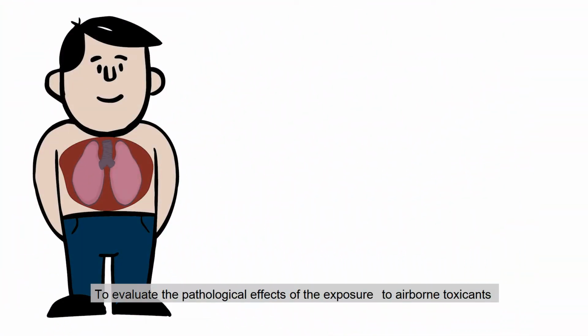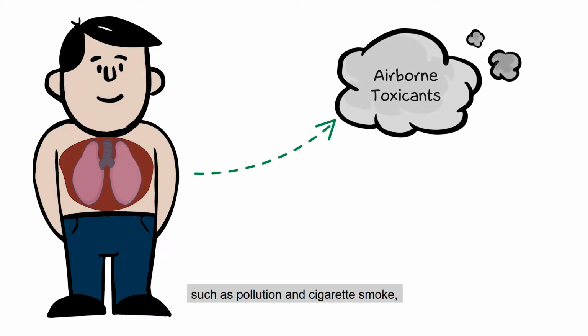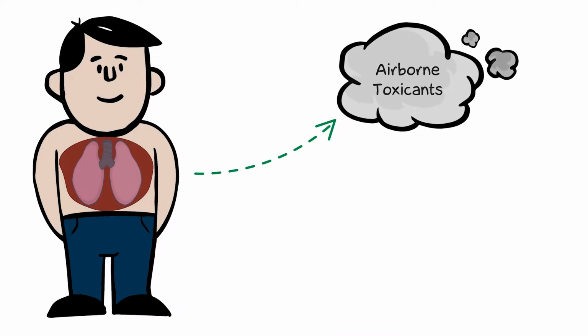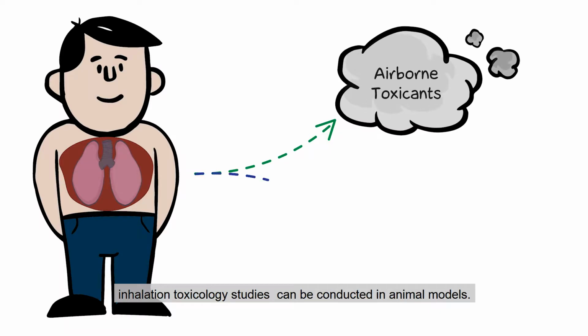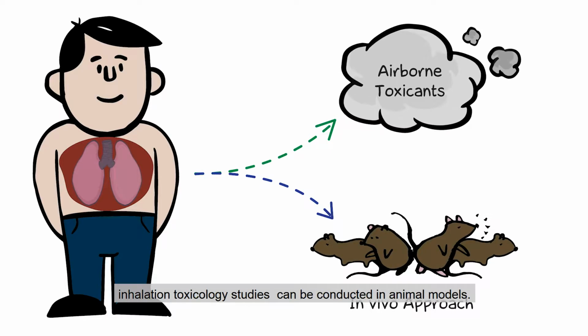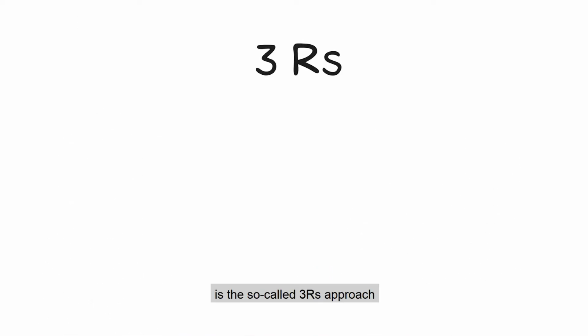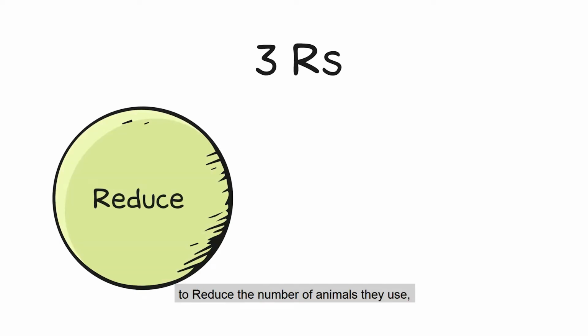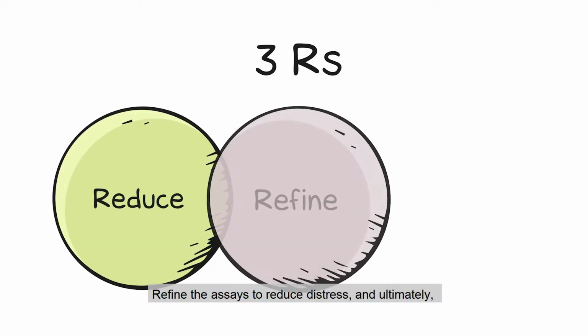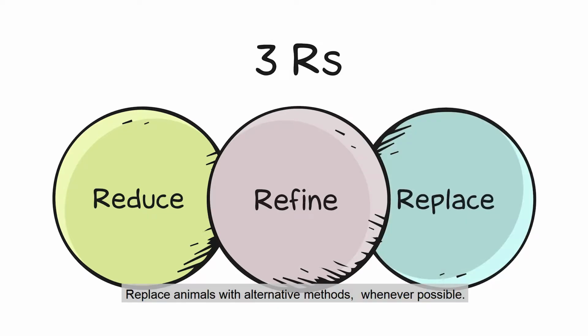To evaluate the pathological effects of the exposure to airborne toxicants, such as pollution and cigarette smoke, inhalation toxicology studies can be conducted in animal models. One of the goals of the 21st century toxicology is the so-called 3Rs approach, which encourages researchers to reduce the number of animals they use, refine the assays to reduce distress, and ultimately replace animals with alternative methods whenever possible.